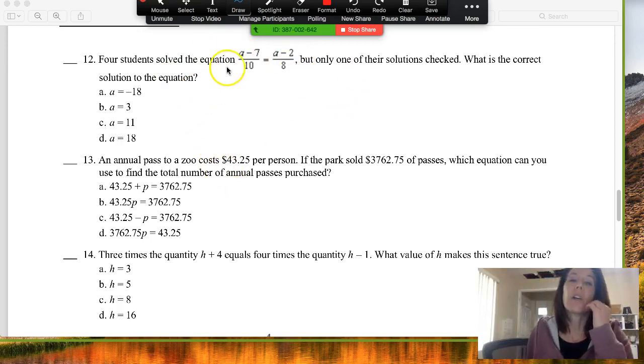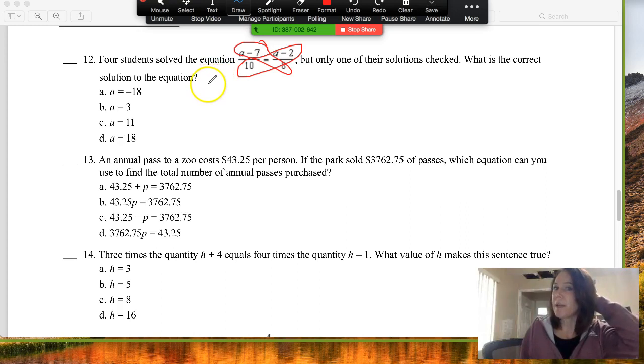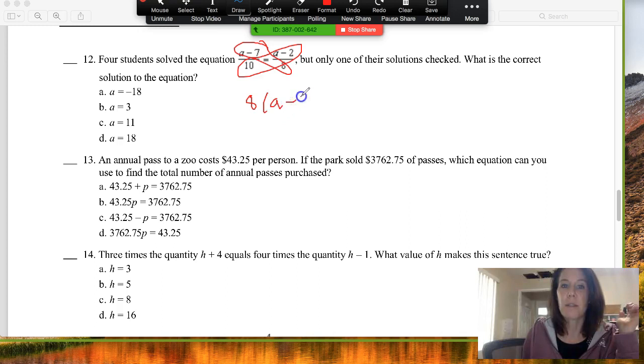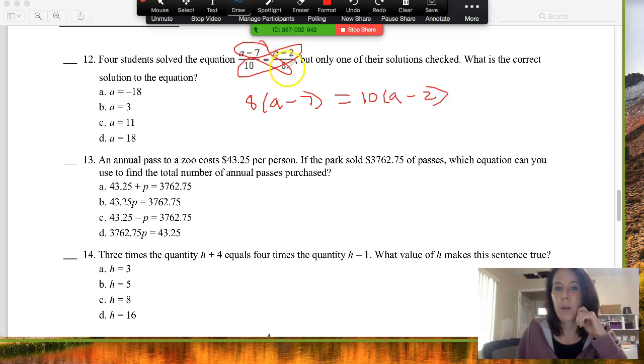Or I could solve this by cross-multiplying. Anytime you have 2 fractions equal to each other, you can solve by cross-multiplying. So I'm going to go 8 times A minus 7 equals 10 times A minus 2. Now careful, a lot of students just go 8 times A and they forget they have to do it times A and negative 7. So distribute. 8 times A is 8A. 8 times negative 7 is negative 56. That equals 10 times A is 10A. 10 times negative 2 is negative 20.